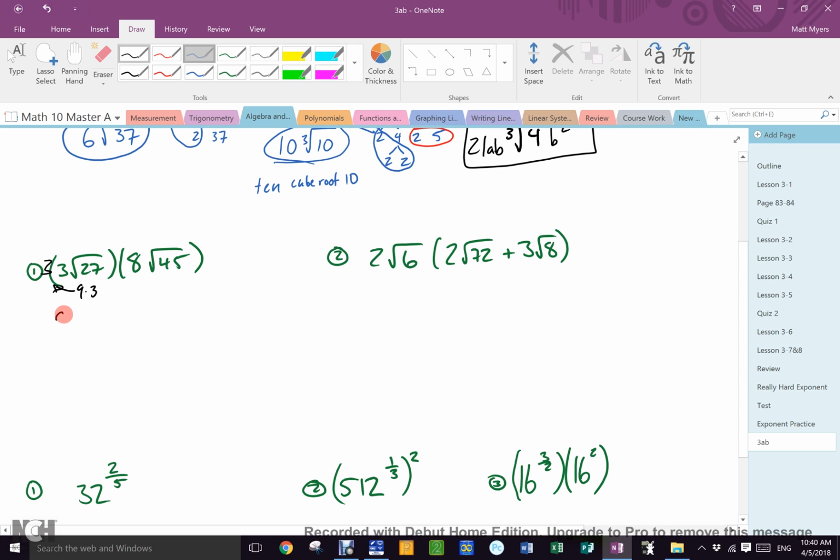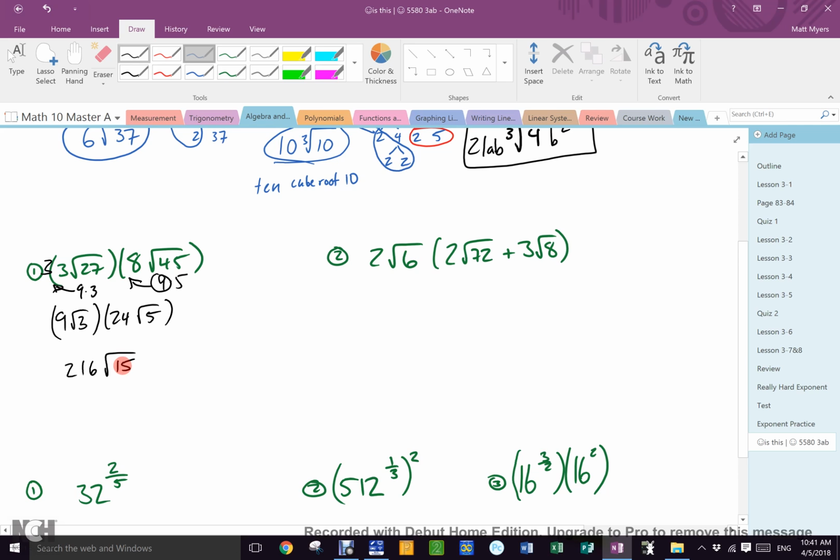3 times 3 is 9 root 3. That's 9 times 5. What's coming out? 3. 24 root 5. Now, 9 times 24 is much easier. 9 times 20 is 180. 9 times 4 is 36. 180 and 36 is 216 root 15.